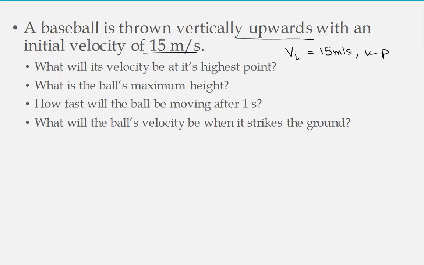Because there's no horizontal component, I'm just ignoring the subscripts. I don't need to put a VIY because it's the only component. And this vertical component is affected by gravity because acceleration always points down. So what will its velocity be at its highest point? I think most of you already know this answer. So VF at the highest point, VF at the maximum height. What would it be? 0. Excellent. Because eventually the ball will start to come down, right?